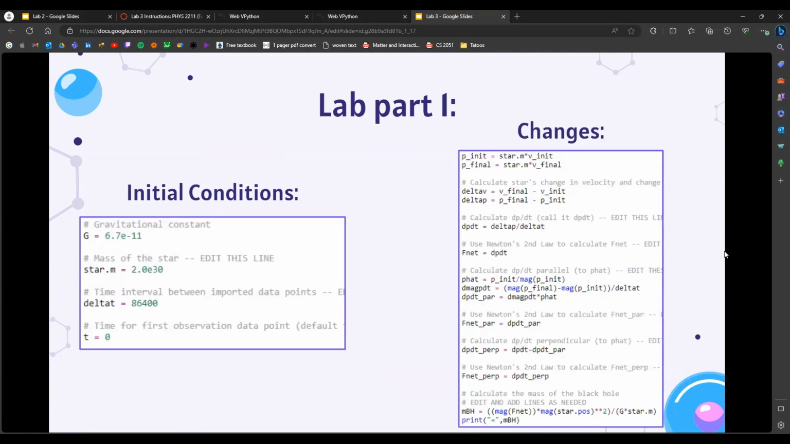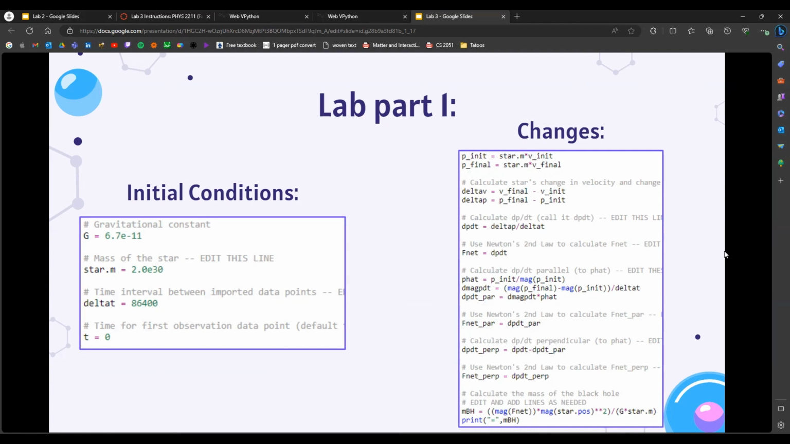Diving into the code, we see some initial conditions where the only change was the time interval, since we are looking at per day instead of per second. And for the actual changes within the while loop, the initial and final momentums were first identified, and then the changes were found with the final velocities minus the initial velocity, as well as p final minus p initial. Then the rate of change of momentum was found through the change in momentum over change in time, which is equal to the net force in this case.